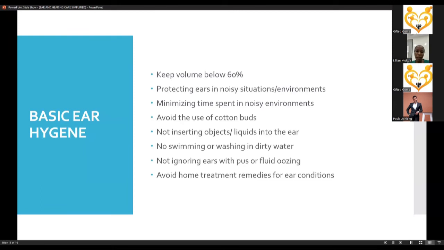If you have an ear problem, or if you suspect your child has an ear problem, it is best you take them to hospital for the intervention. Again, because we said even things such as chemicals can affect your hearing, and so you don't want to put anything into your ears if you don't know that it is safe.